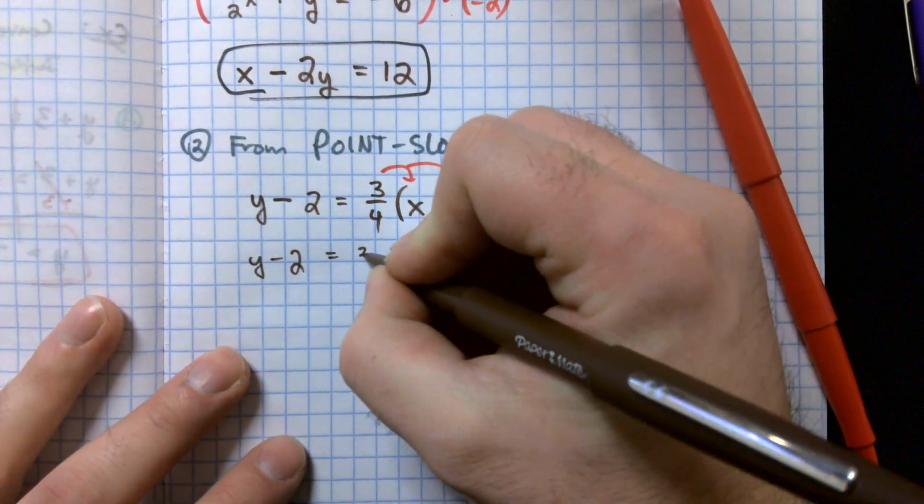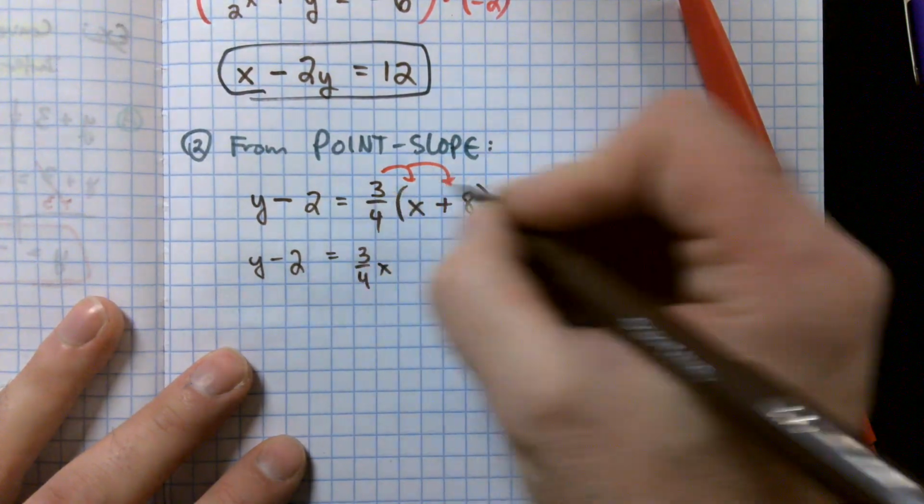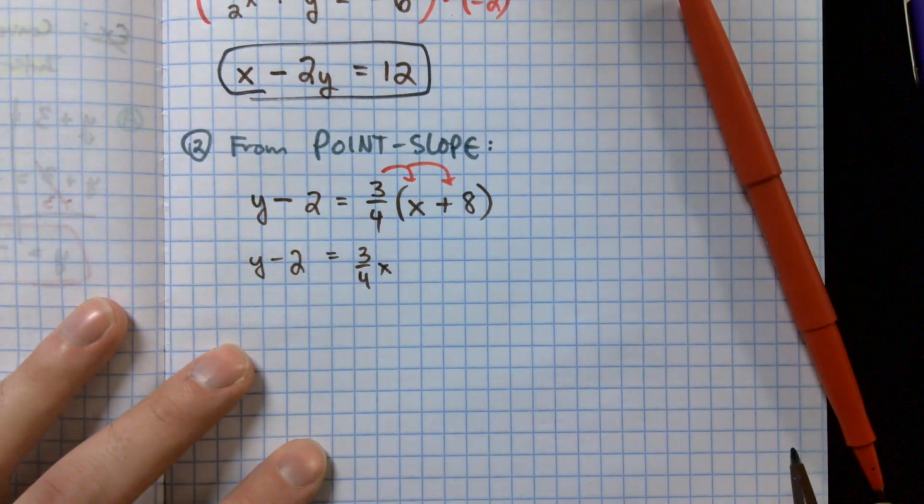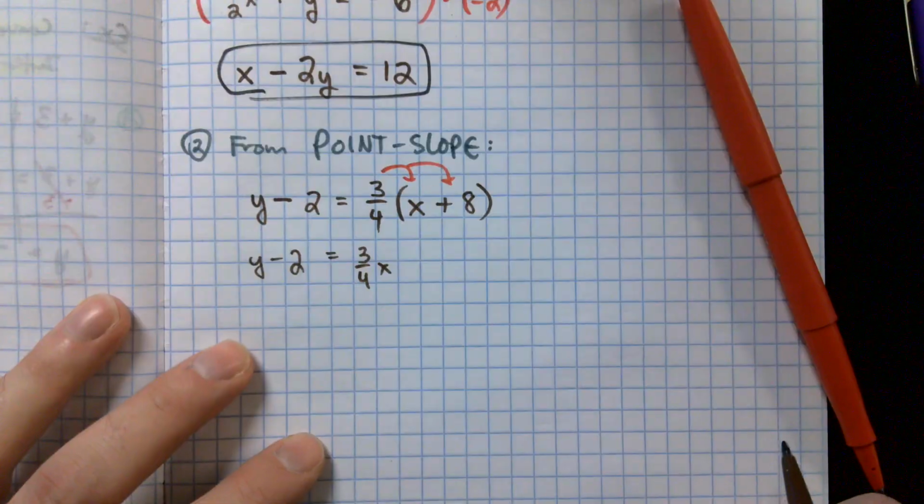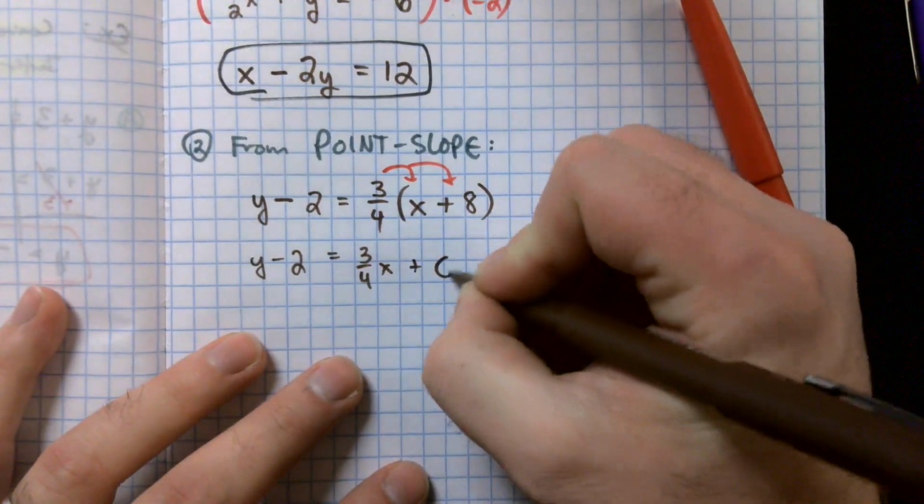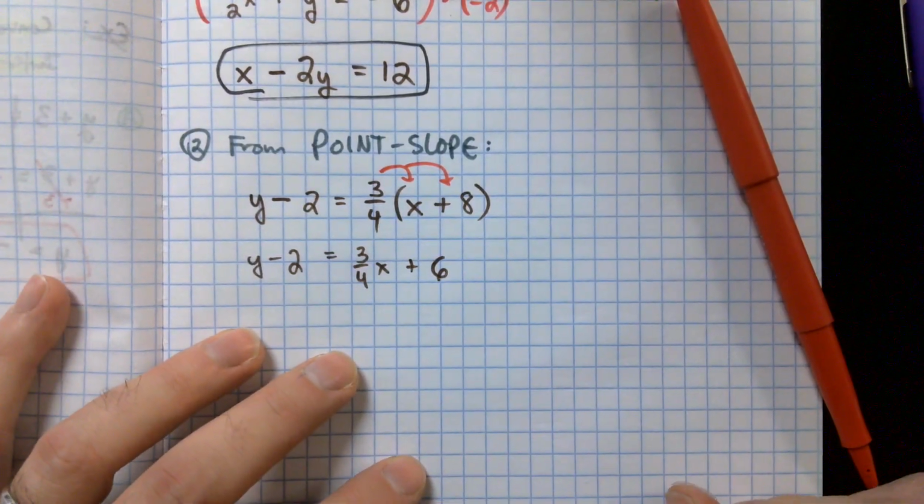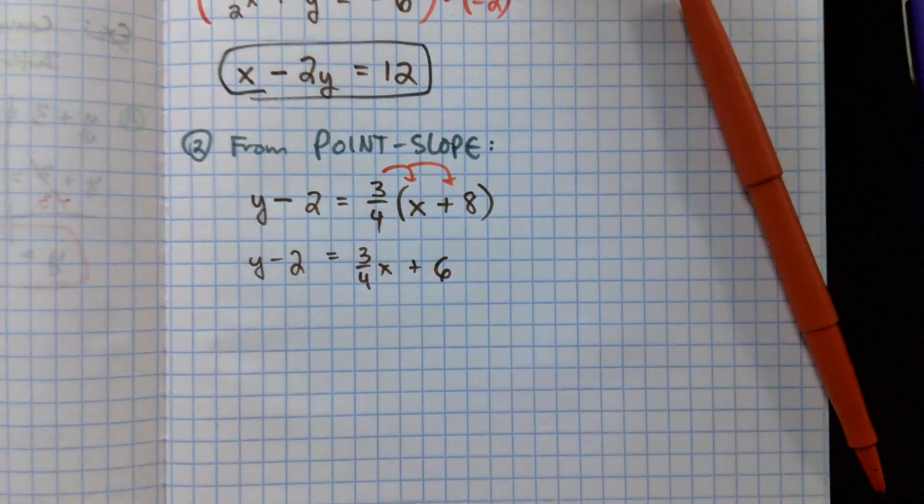3/4 times x is 3/4 x. 3/4 times 8. Anyone got it for me? 6. Great job. 3 times 8 is 24. 24 over 4 is just 6.